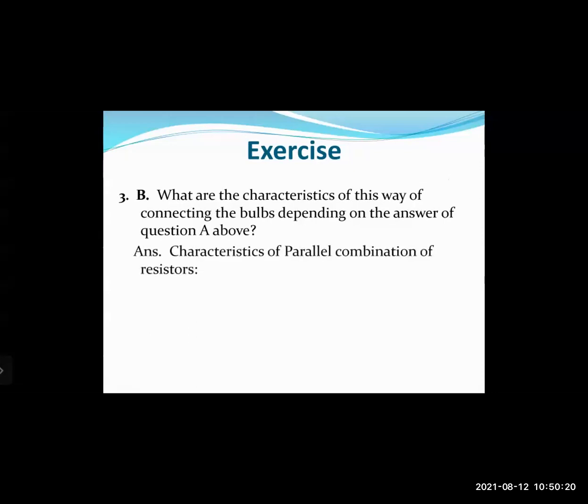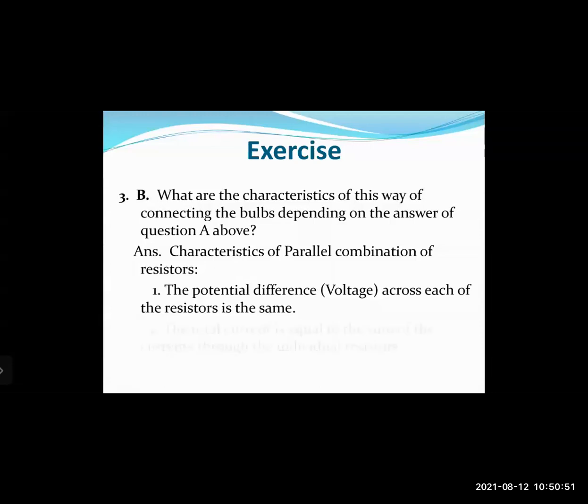Because we have connected them in parallel, we will have to write the characteristics of a parallel combination. Let us discuss one by one. Characteristics of parallel combination of resistors are as follows. First one, the potential difference, that is voltage across each of the resistors, is the same, right? Because in a parallel combination, all of the appliances will be connected only across the two ends. That means all the appliances will be connected parallel across two terminals, that is two ends in a circuit.